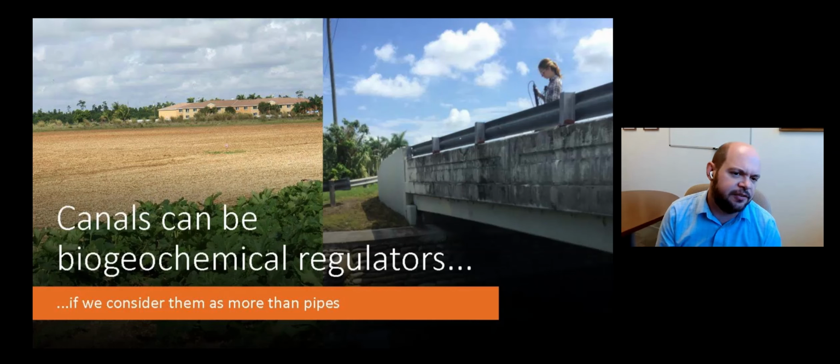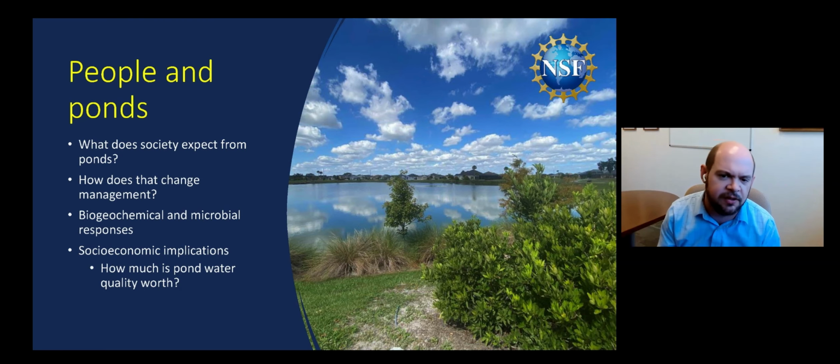So we have an NSF DICES funded project that's looking at societal expectations of stormwater ponds at residential, community, and regulatory levels, how those expectations change the management of the ponds. Do higher residential expectations lead to more algal control methods, for example? And then what do those management actions do for biogeochemical and microbial responses? Ultimately, we're hoping to be able to put some economic valuation onto how much stormwater pond water quality is worth and link that worth back to the functioning and management perspectives.